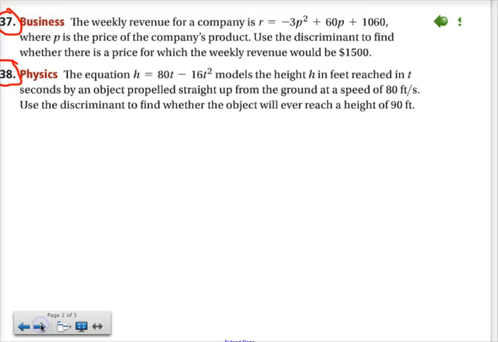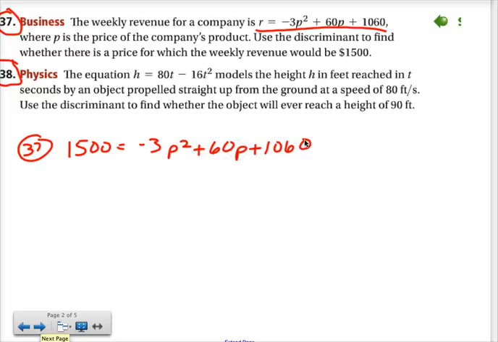Next one's 37 and 38. 37 says the weekly revenue for a company is that lovely quadratic right there, where P is the price of the company's product. Use the discriminant to find whether there's a price for which the weekly revenue would be $1,500. So where we see R, we're going to put in that 1,500.